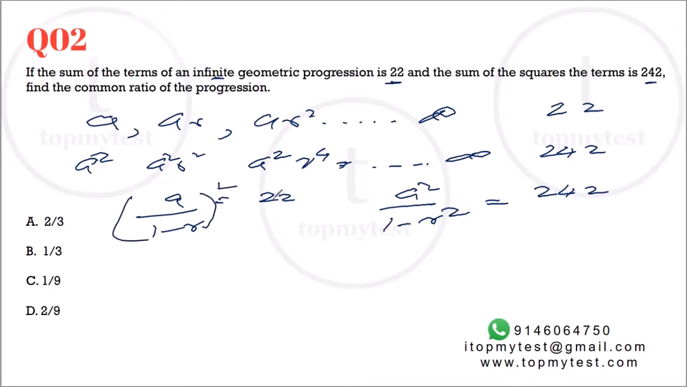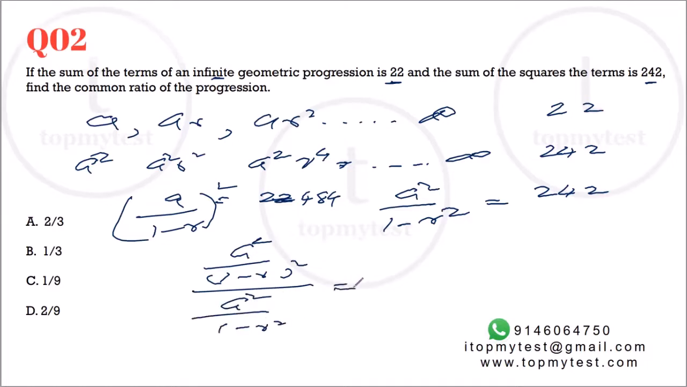This will be 22 square, which is 484. Now, if I divide this term by this term, you will get a square divided by 1 minus r whole square, divided by a square divided by 1 minus r square. That should be 484 divided by 242, which is 2. A square gets cancelled.